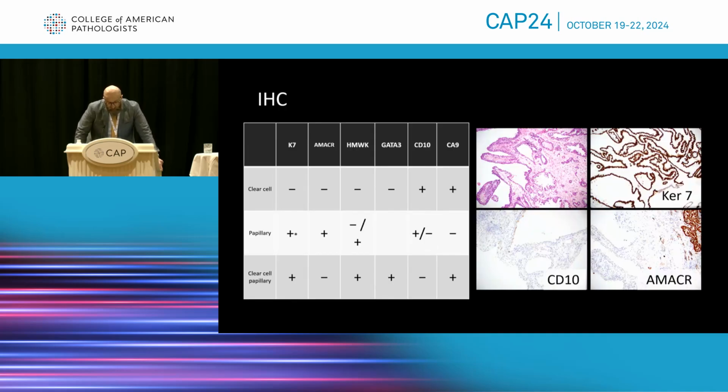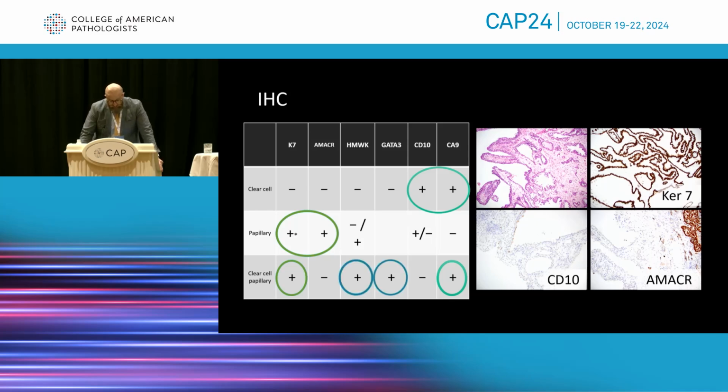Just a quick summary of what we expect in clear cell papillary. If we think of CD10 and CA9 as our clear cell markers, it's only positive for CA9, but not CD10. If we think of keratin 7 and AMACR as our papillary RCC markers, it's positive for keratin 7, but not AMACR. And then it has this other finding of being positive for distal tubular markers like high molecular weight keratin and GATA3.